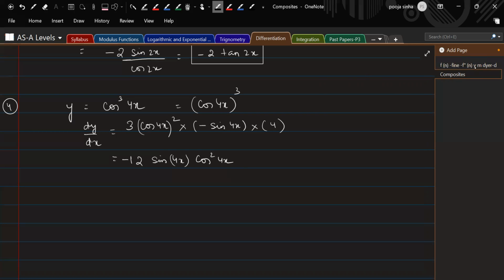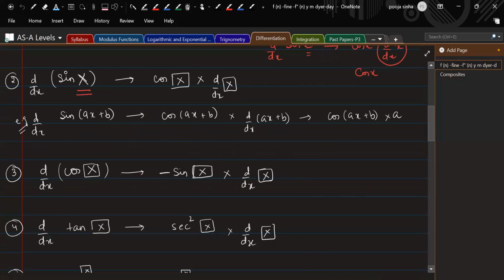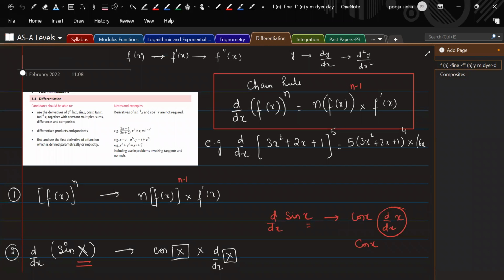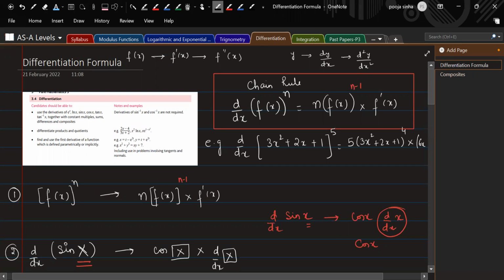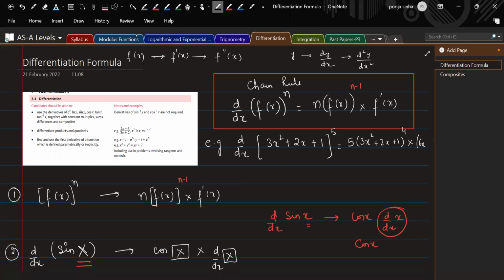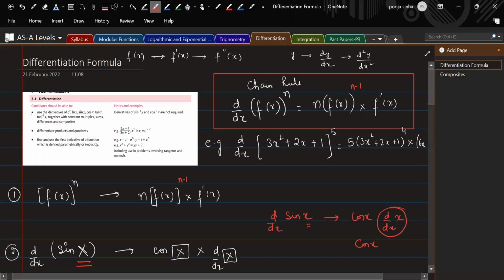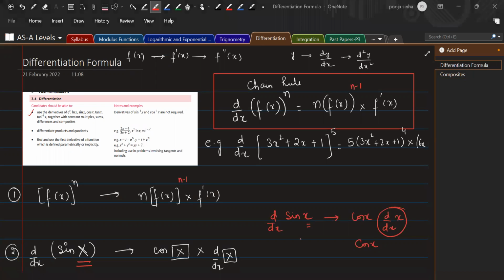ये हो गया हमारा various types of differentiations. So differentiation formula, the first part is done. अब हमारा next start होगा. This entire thing is done. ठीक है. पहले मैं आपको इसकी वर्कशीट दे दूं.